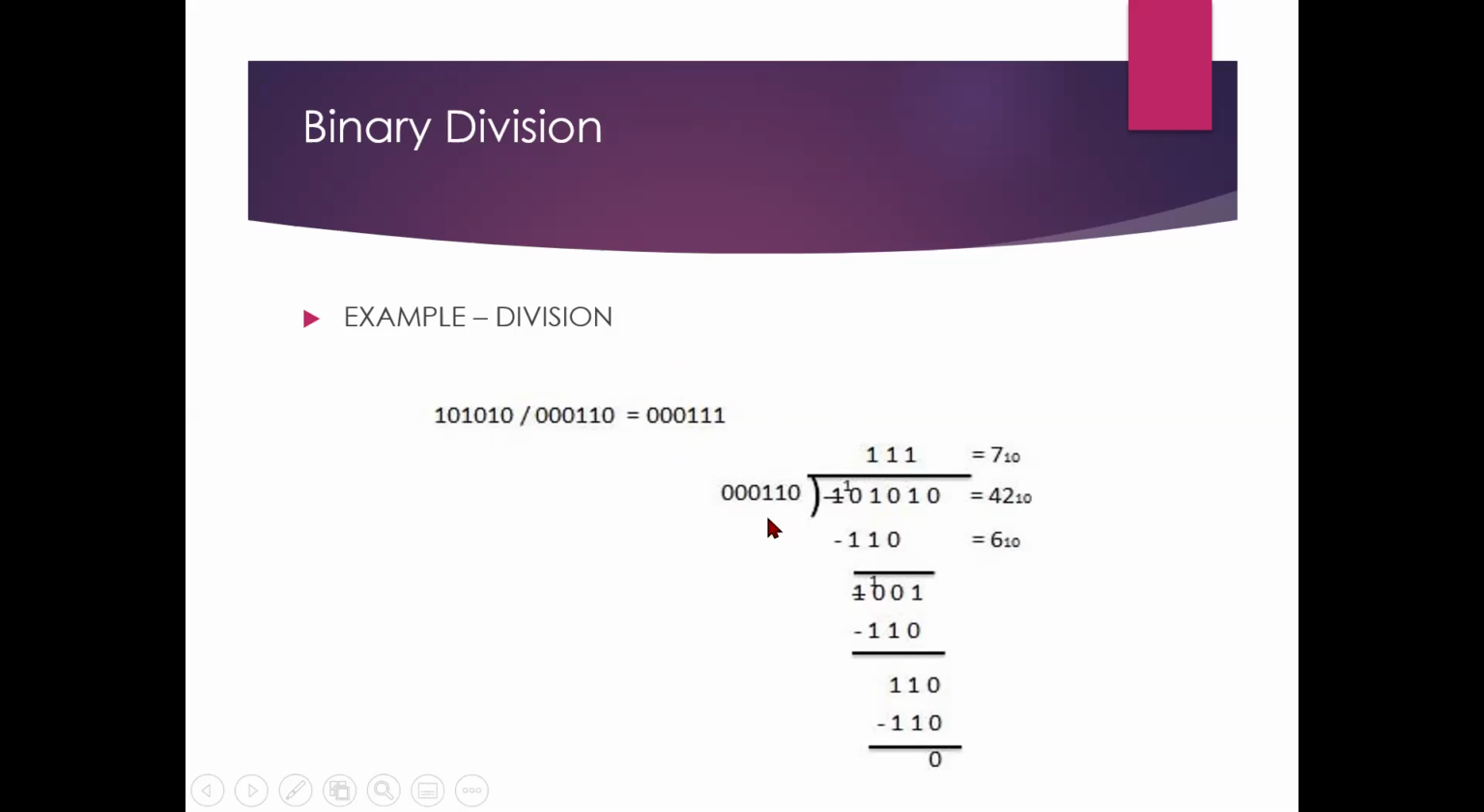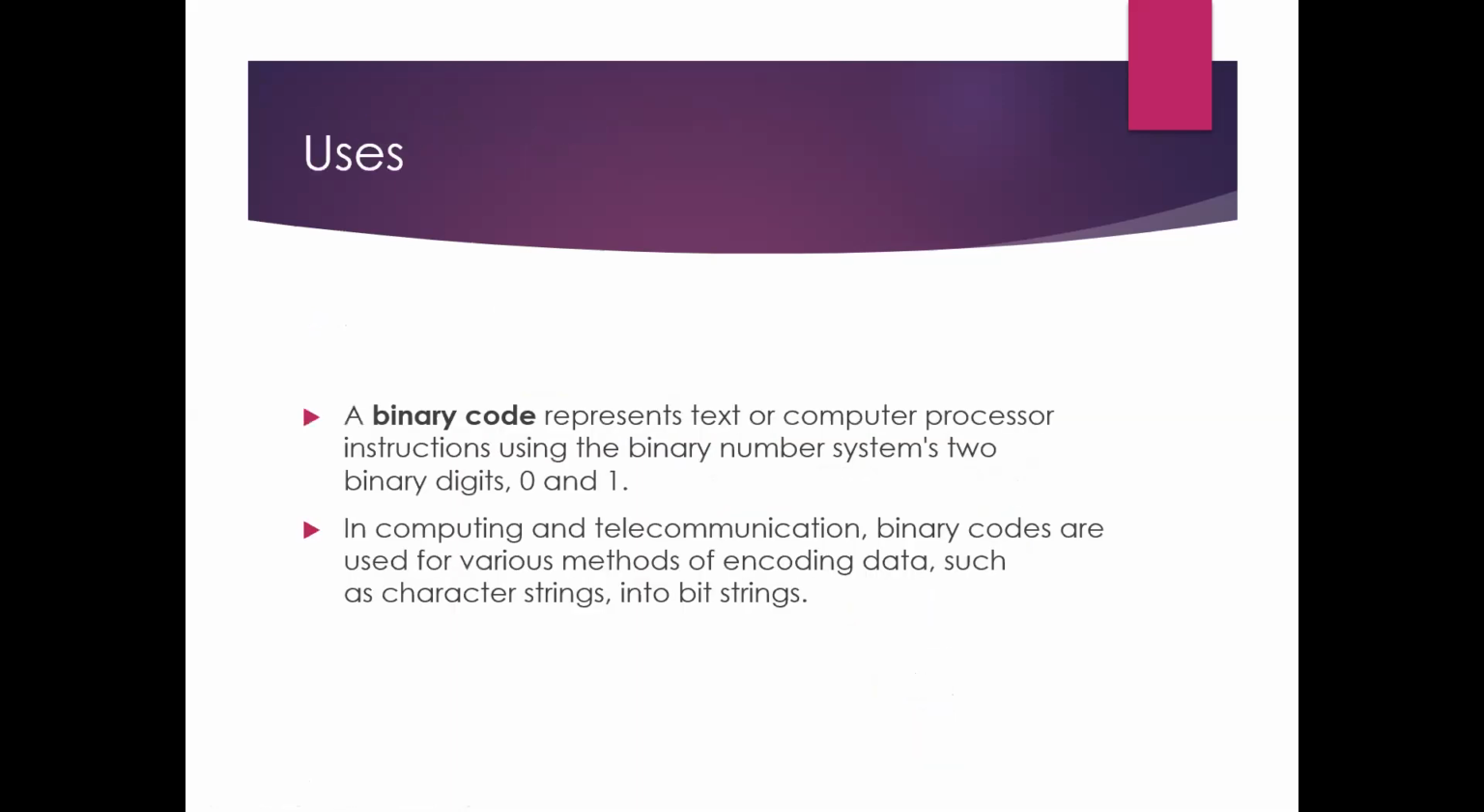I repeat once again. 110 ones are 110. 0 minus 0, 0. 1 minus 1, 0. And here it is borrowed. 110 minus 1 is 1. This 1 is brought down here. Again, 1 minus 0 is 1. Borrowed. 10 minus 1 is 1. And here 0 is brought down. 111 will be the answer. That is how the binary division is carried out.